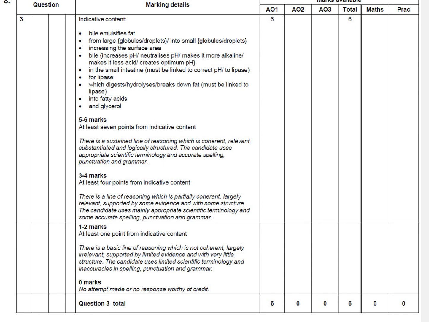So for 5 to 6 marks, you need at least 7 of those points. So at least 7 of those bullet points above. But you also need a sustained line of reasoning, which is coherent, relevant, substantiated, and logically structured.